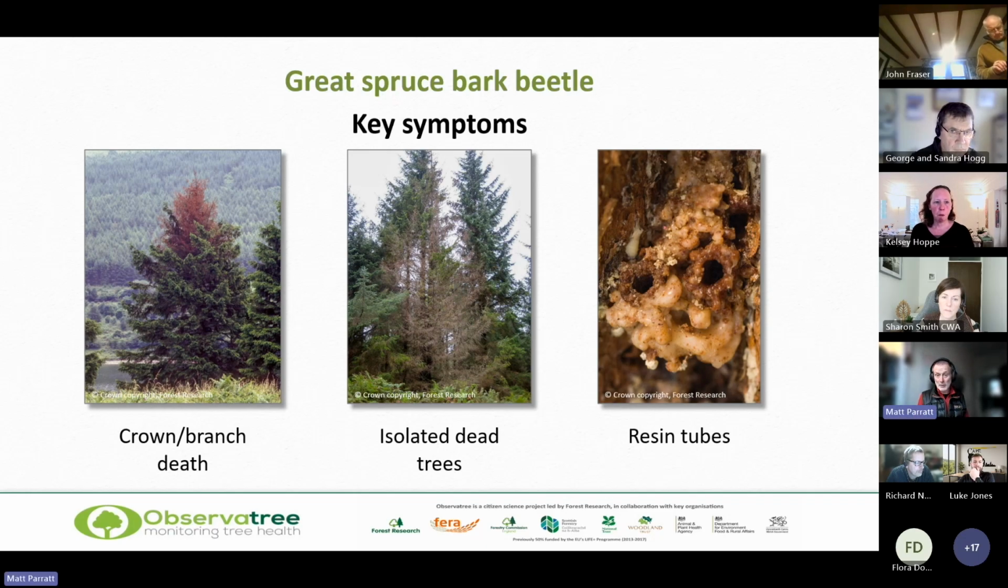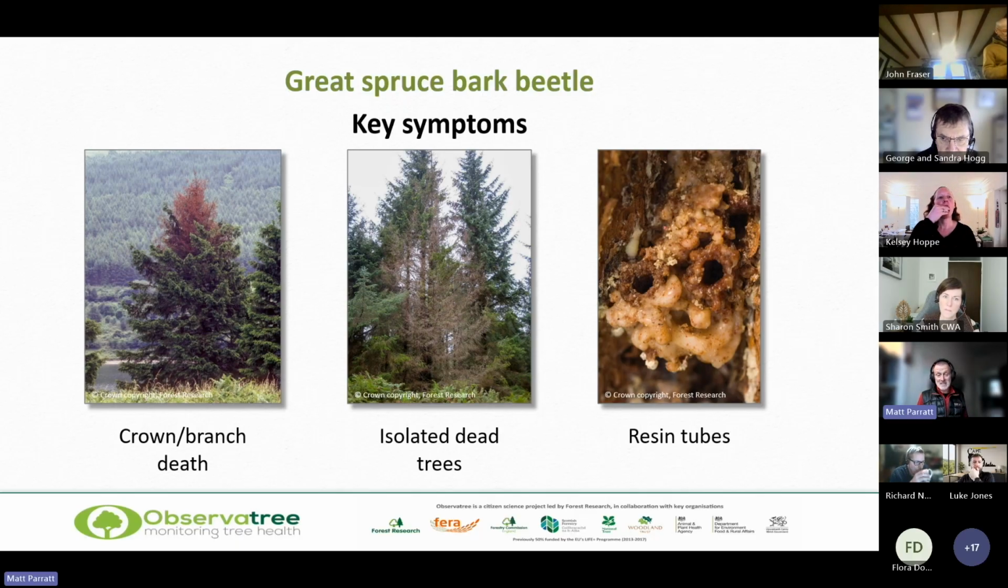Really quite quickly you'll get whole trees that have lost all their needles and essentially they're dead. They will be isolated. They seem to like things like the edges of forest rides, so you'll get quite a few scattered along the edge. Not quite sure why that might be. It might be temperature related because that bit's a bit warmer, for example.